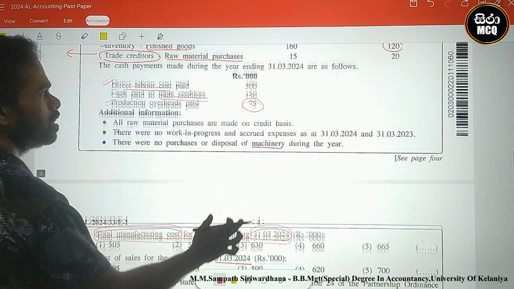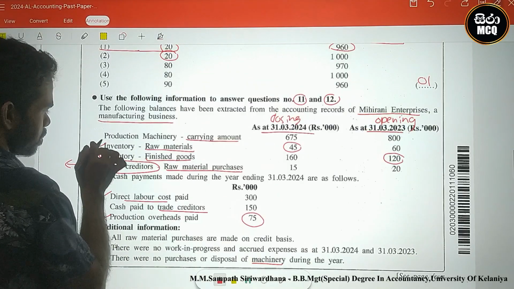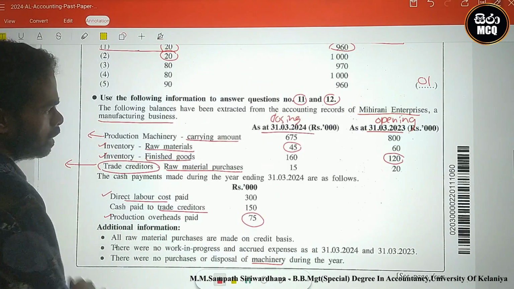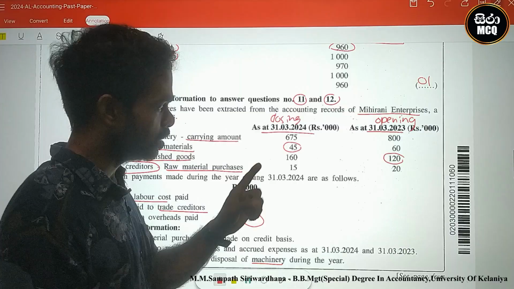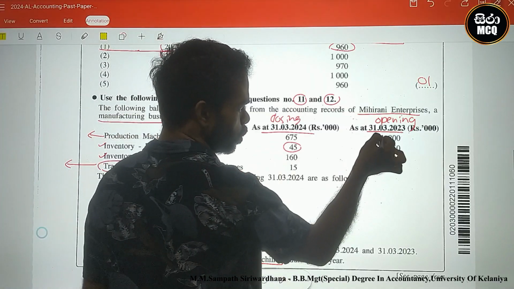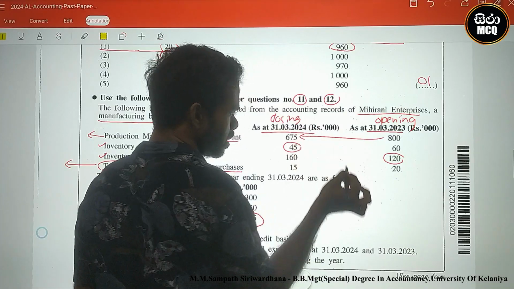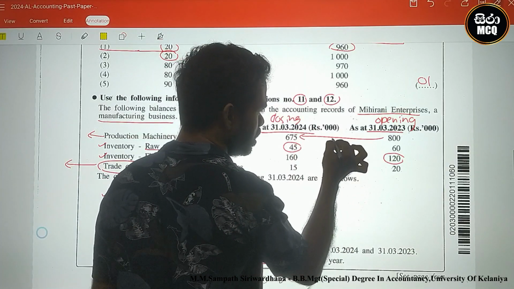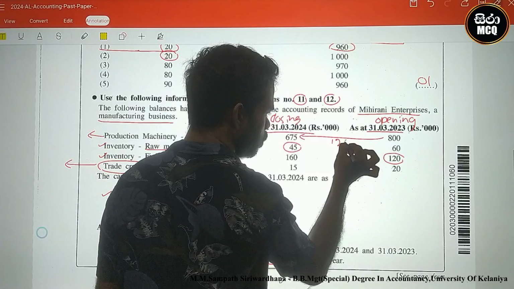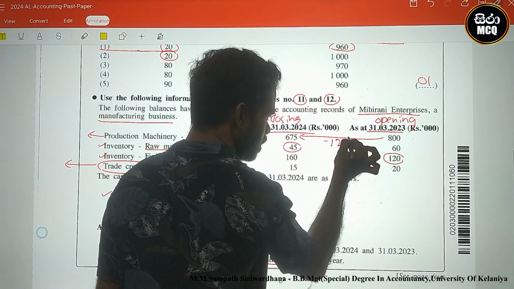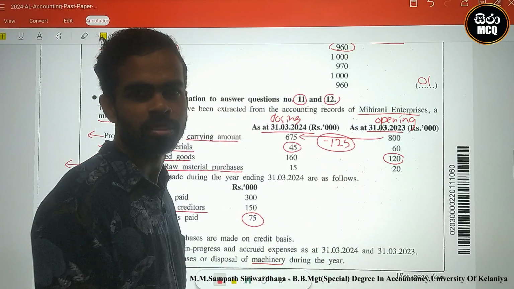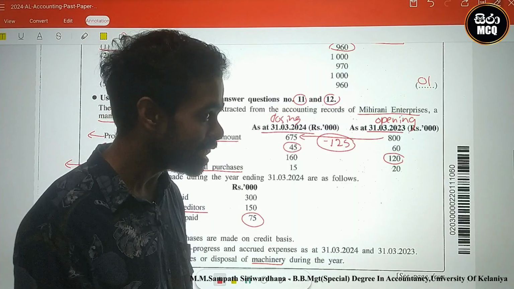Look here, there is a requirement. There is production machinery. Look here. Carrying amount. There is a change in carrying amount. Opening balance is 800. The closing balance is 675. There is a deduction. Which amount? 125 is the deduction. What is the reason? This is machinery depreciation.